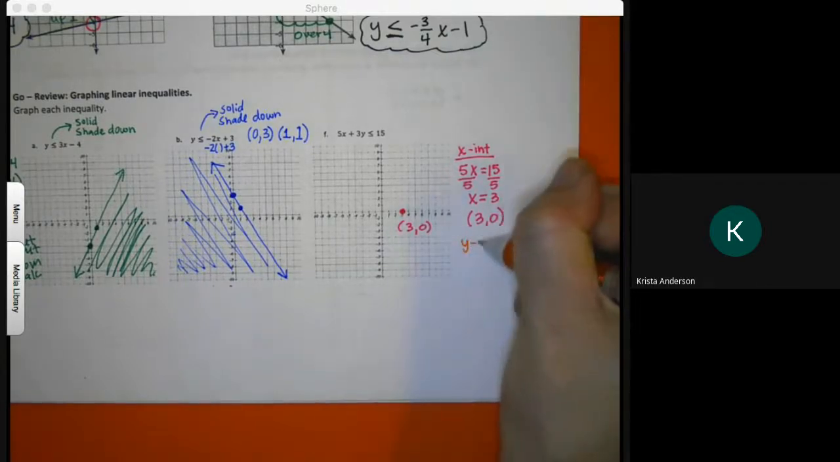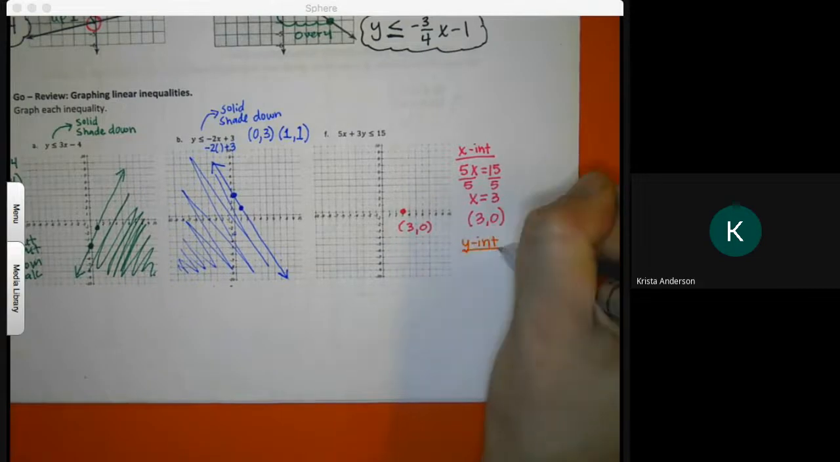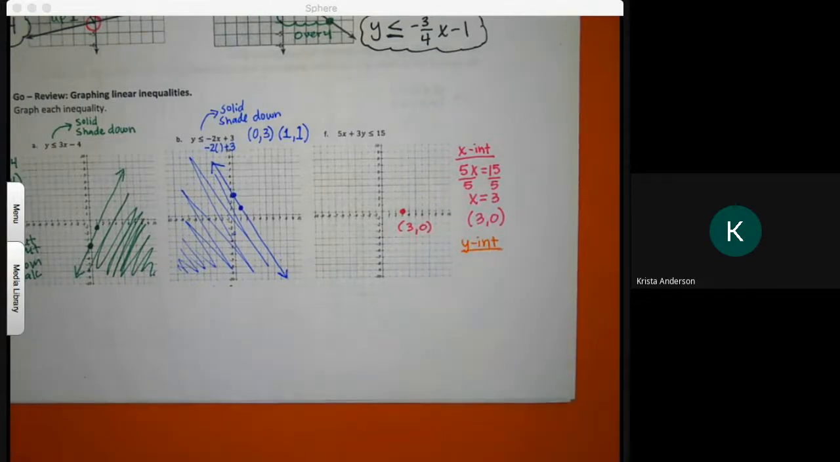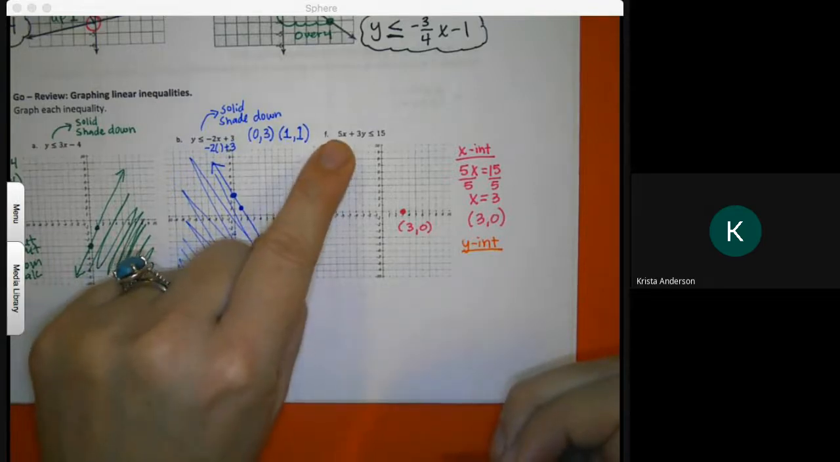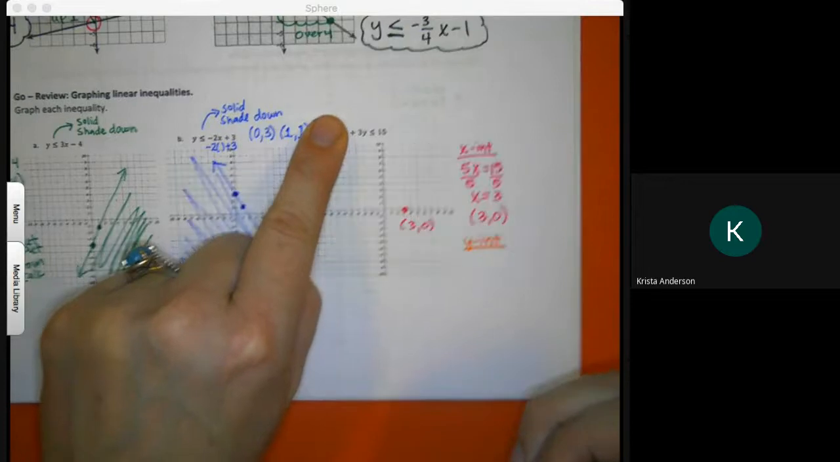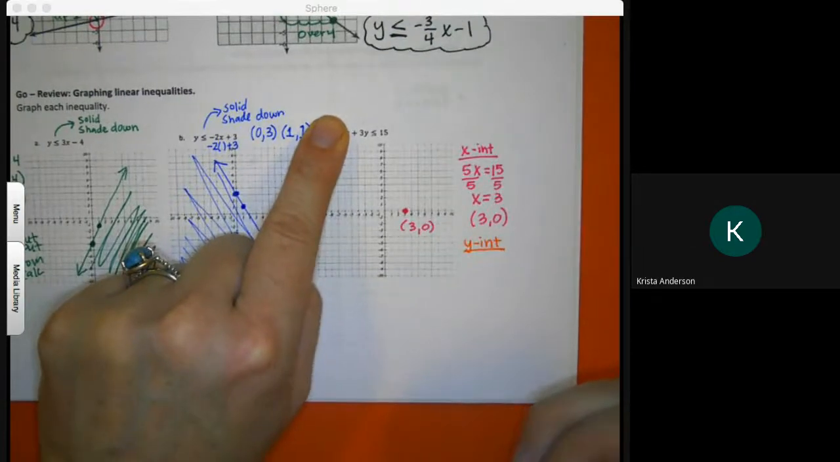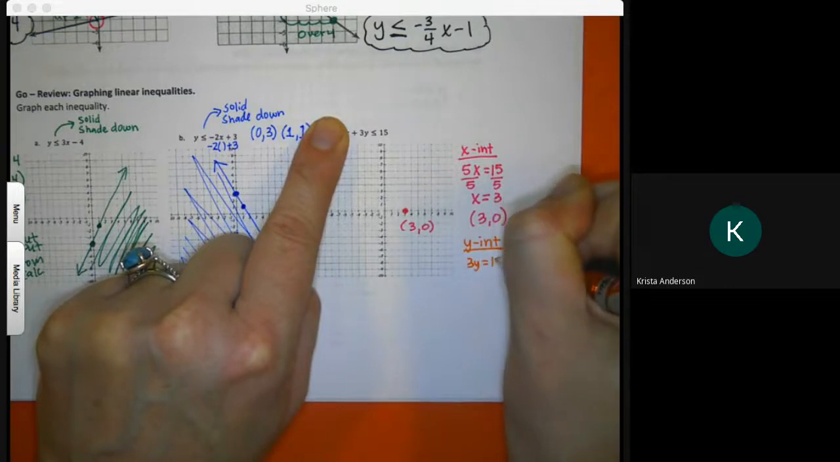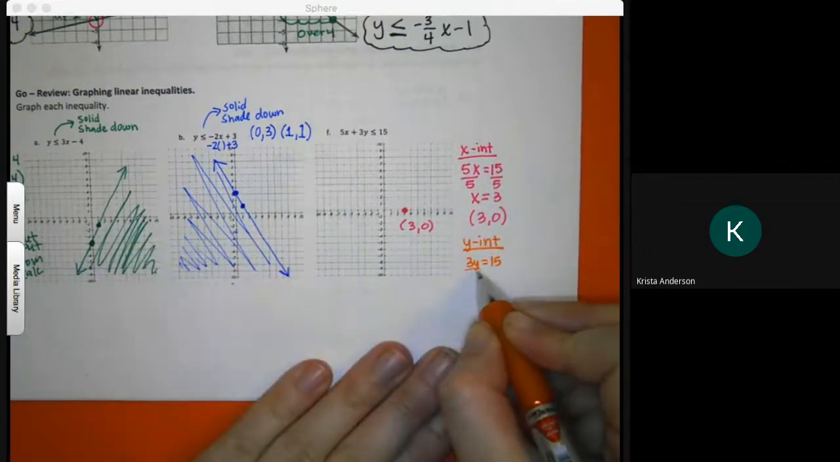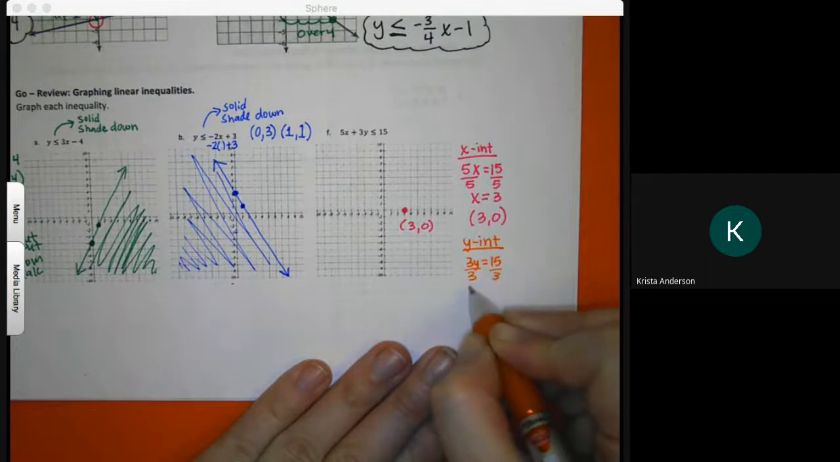What about the y-intercept? How would I find the y-intercept? I would plug x in as a 0, which would make it go away. 3y equals 15, which means y should be at 5.